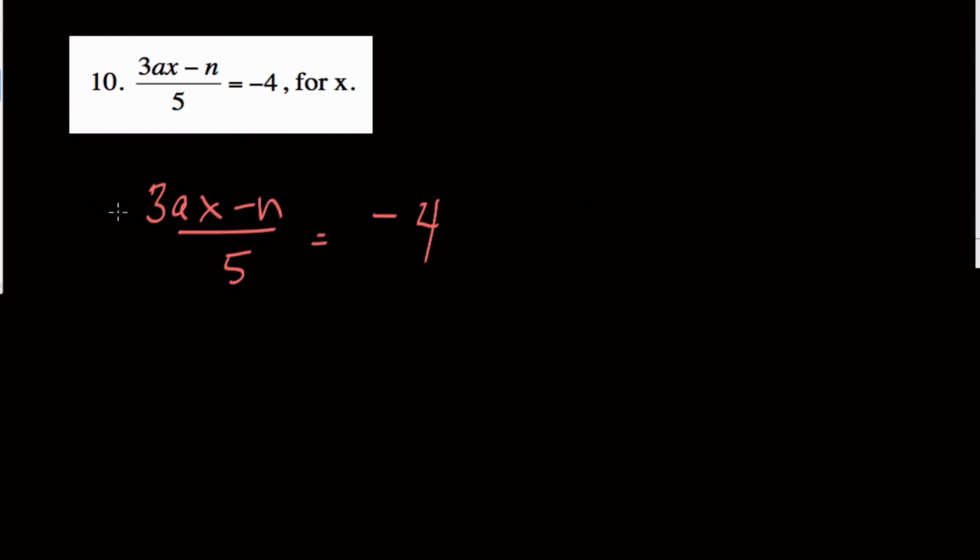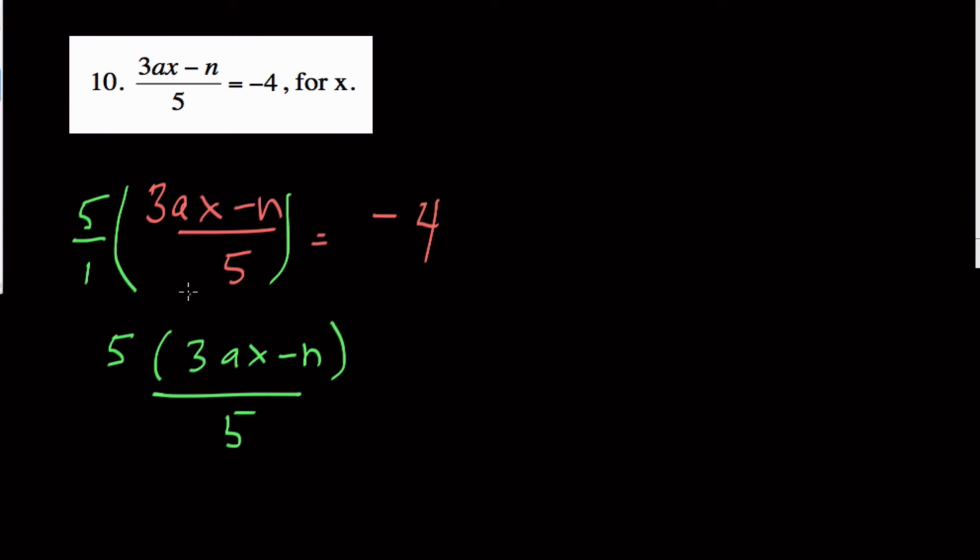How do I get rid of dividing by 5? I'm going to multiply by 5. I'm going to write 5 over 1 so you don't get screwed up. So I'm going to multiply the 5 by this entire side of the equal sign, this whole 3ax minus n over 5. So that's what the parentheses are for, is to remind us that we're doing this. When you multiply, it's 5 over 1. It would really just be times this numerator. So you would end up, let me write it here, with 5 times 3ax minus n over 5. This is what happens when I multiply by 5 over 1.